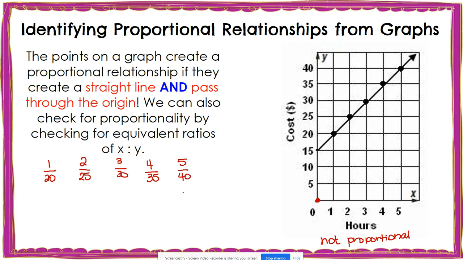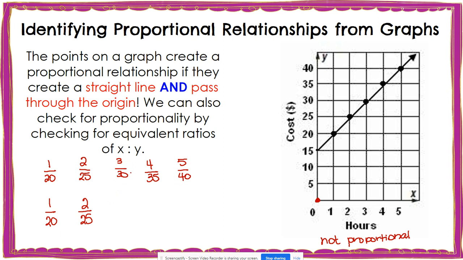Now, to check this, I would need to simplify each of these ratios. Well, there's no number that can go into both 1 and 20, so that one is already simplified. There's also no number that will go into both 2 and 25, so that is also simplified. Well, I can see here that my two simplified ratios are not equivalent to each other. So at that point, I know that this is not a proportional relationship. But even if I continue, I can see that none of these are equivalent.